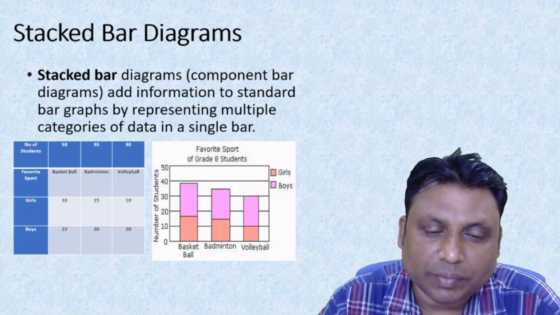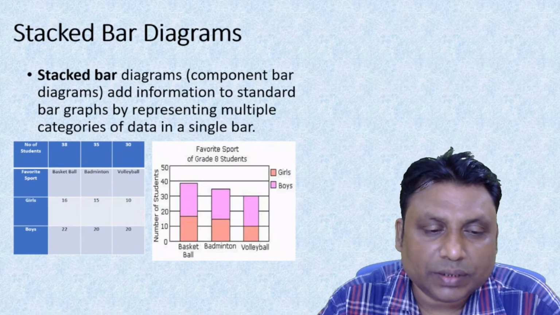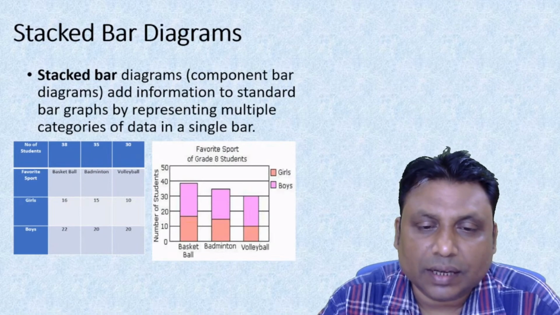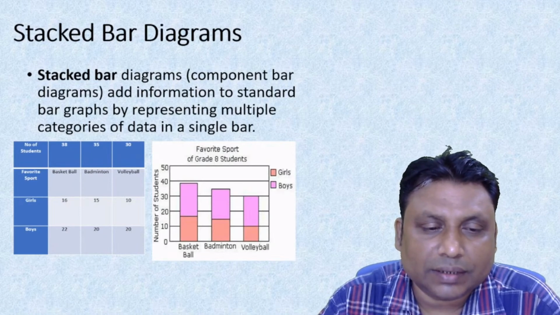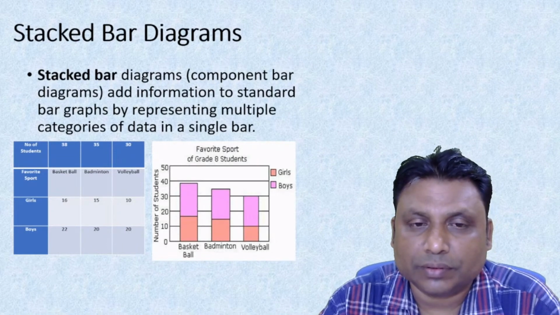One is basketball, one is badminton, one is volleyball, and the girls' number of students is 16, and boys are 22, and the total number of students is 38. So immediately you can calculate from the graph without seeing the tables. Yes or no? So this is very, very important.